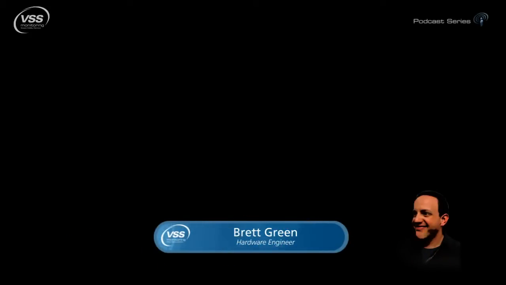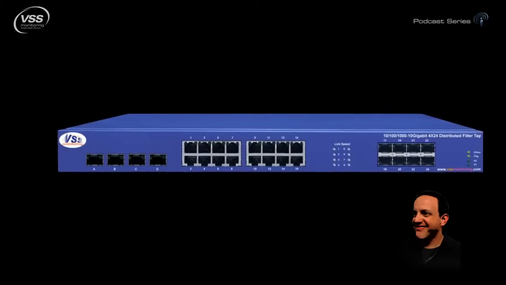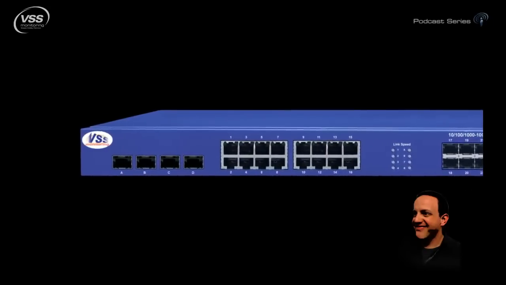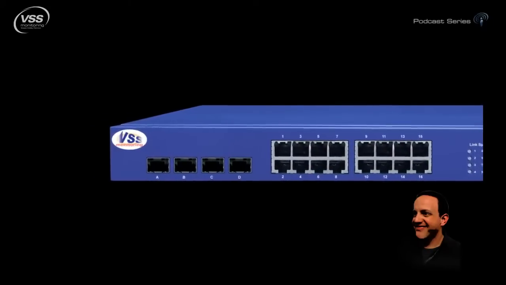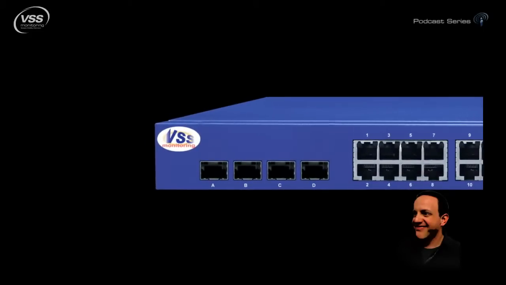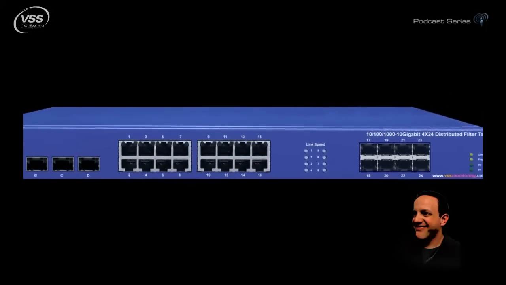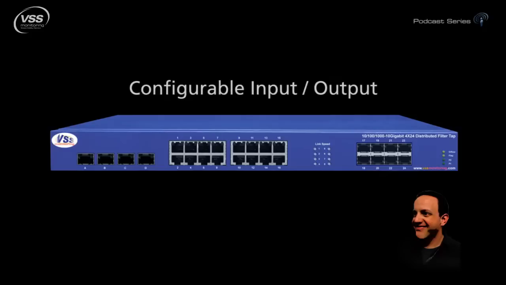You're welcome. I've been intrigued by this 4x24 distributed filter tap. It's the first one that VSS has introduced in the 10 gig family. Why don't you tell me a little bit about it? Sure, it has 4 10G XFP ports and 24 network ports. All of these ports can be configured as incoming or outgoing, basically span, tap, or monitor ports.